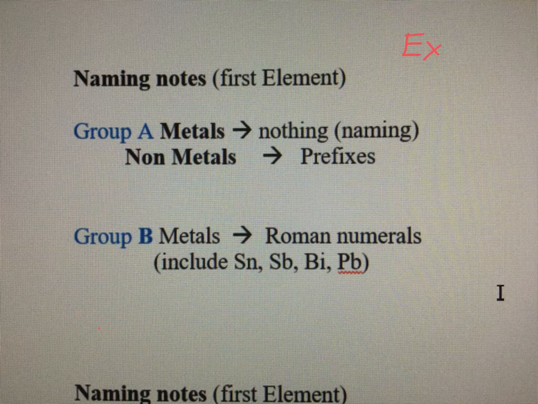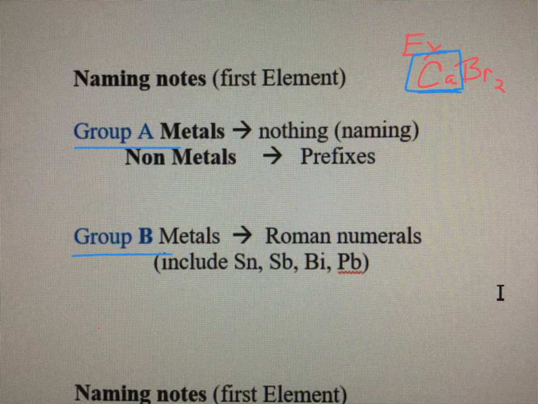Let's say we do something like CaBr2. The first thing you're going to look at is that very first element, the one on the left side. Is it a metal? Is it a non-metal? Calcium is a metal. Then you're going to decide, is it a group A metal or is it a group B metal?